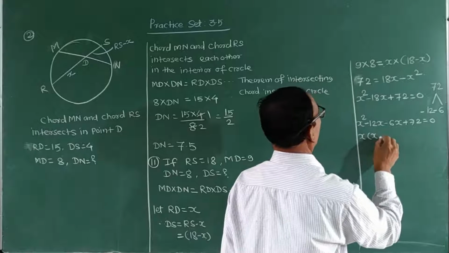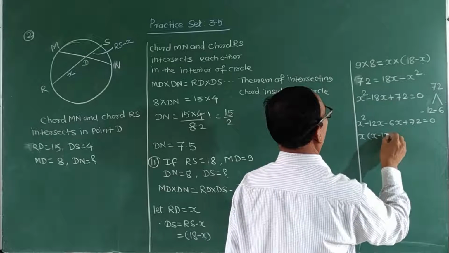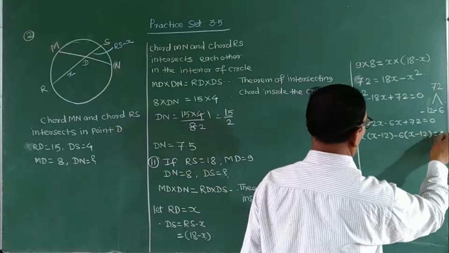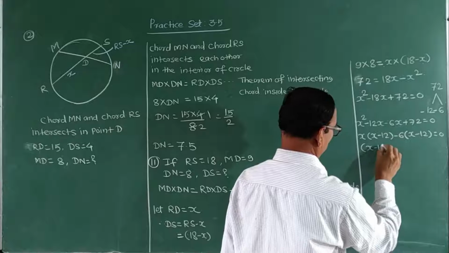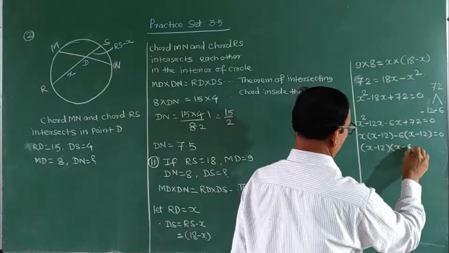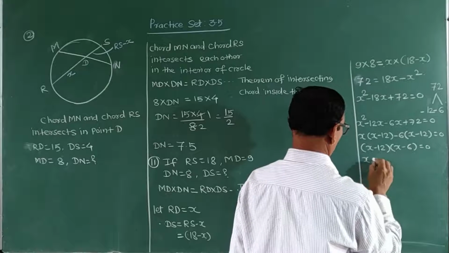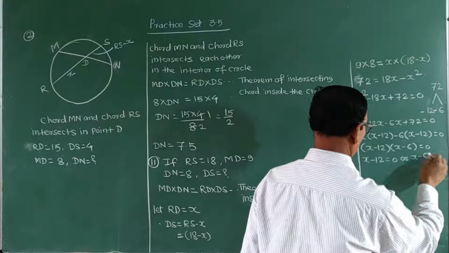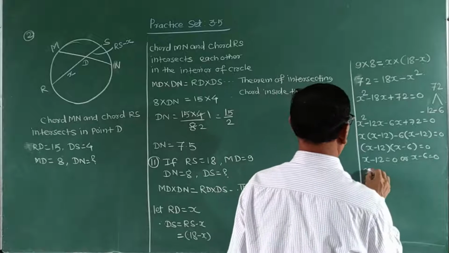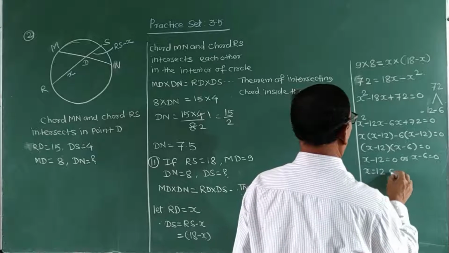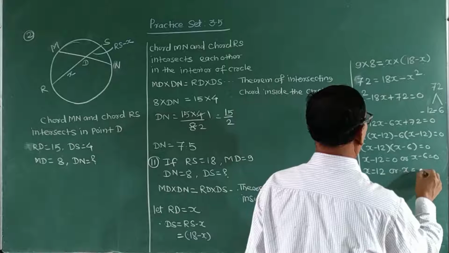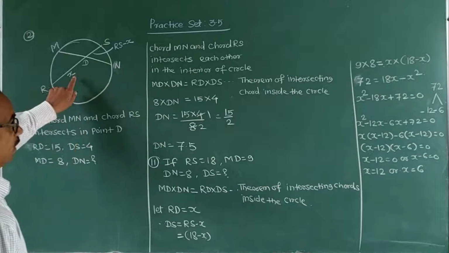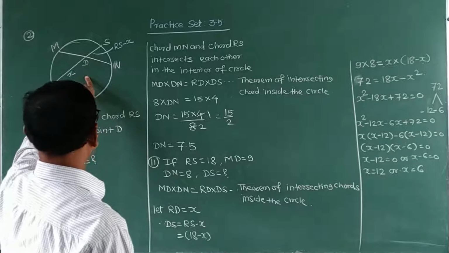So x will be equal to x minus 12, minus 6, x minus 12 equal to 0. Take x minus 12 as common. Here we will get x minus 6 equal to 0. So x minus 12 equal to 0 or x minus 6 equal to 0. So x will be equal to 12 or x will be equal to 6. So the value of x, that is RD, is 12 or 6.